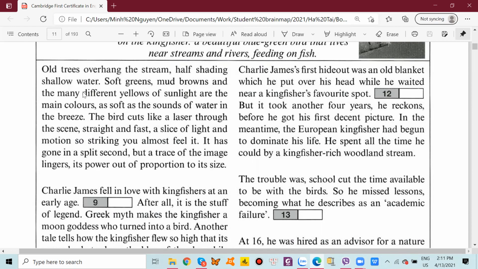Oak trees overhang the stream, half shading shallow water. Soft greens, mud browns, and the many different yellows of sunlight are the main colors, as soft as the sound of water in the breeze. Please. Oak trees overhang the stream, half shading shallow water, soft greens, mud browns, and the many different yellows of the sunlight are the main colors, as soft as the sounds of water in the breeze.